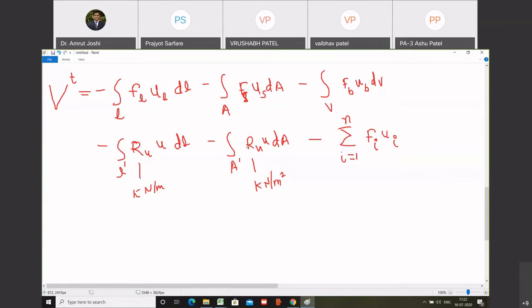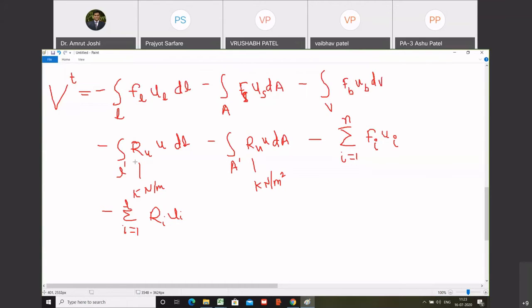And this is line reaction, this is surface reaction, and you can as well have concentrated reaction. So let us say there are n number of concentrated reactions. So I will have to write summation i running from 1 to L. L is the number of concentrated reactions. And what should I say? R_i u_i. Understood? So u_i are the specified displacements at various points on the structure. So these two terms we have additionally added to make it complete. Are you with me? Yes, sir.